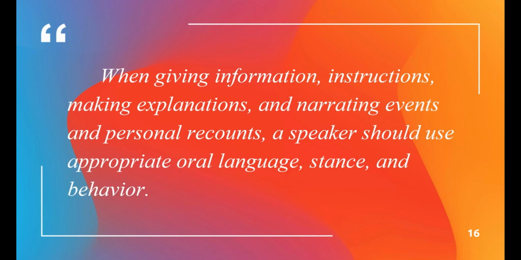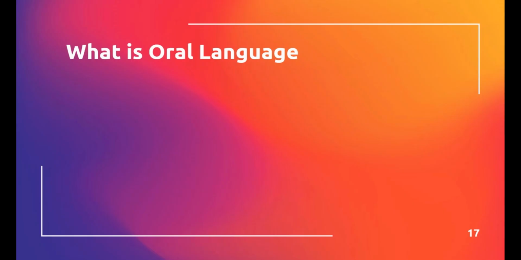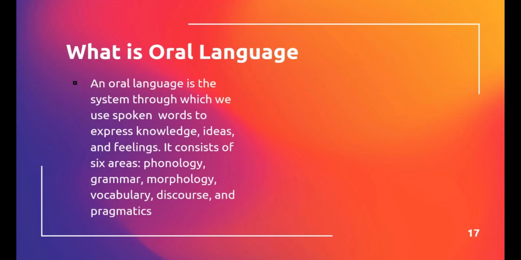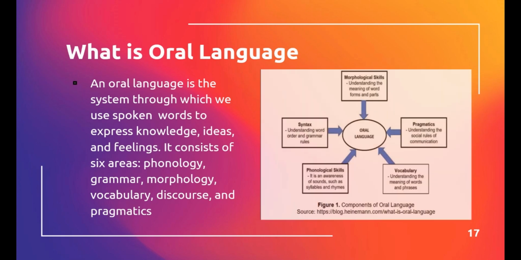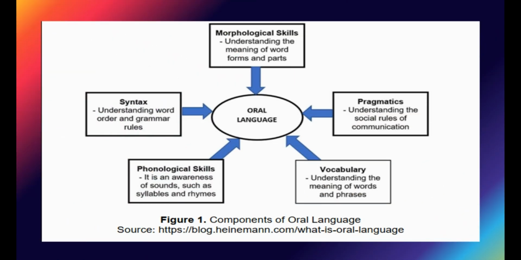Now, what is oral language? Oral language is the system through which we use spoken words to express knowledge, ideas, and feelings. It consists of 6 areas: phonology, grammar, morphology, vocabulary, discourse, and pragmatics. We will not get into the details of each component, but feel free to check out the website for more information on the components of oral language.